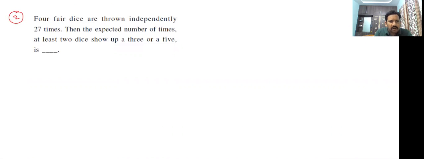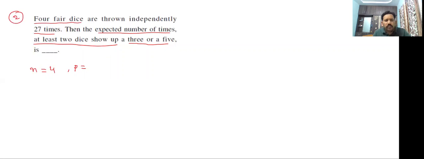4 fair dice are rolled. That means n value is 4, thrown independently 27 times. Then the expected number of times, expected number means mean, at least 2 dice show up a 3 or 5. What is the probability of showing number 3 or 5? So we know that on the die there are 6 sample points. Out of 6, 3 and 5 only, 2 times. 2 by 6, that value should be 1 by 3.